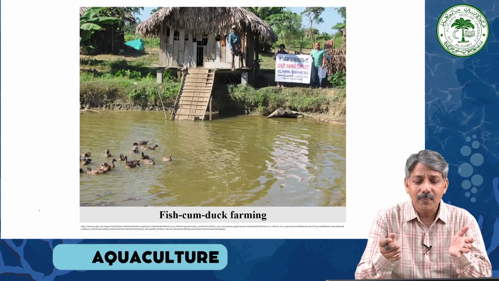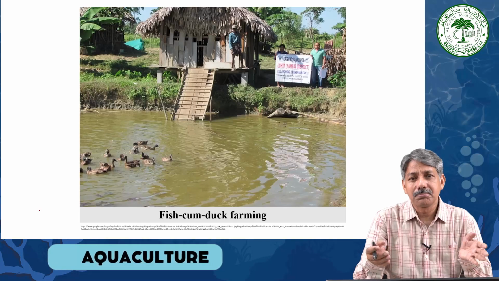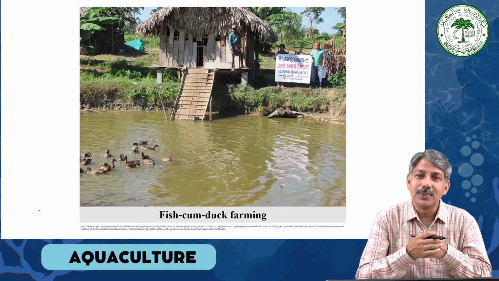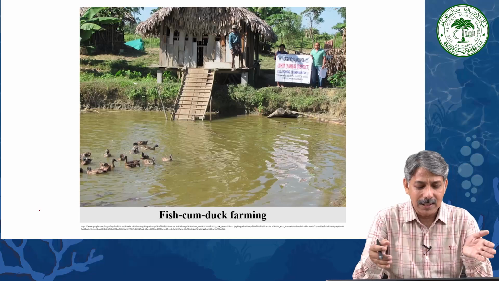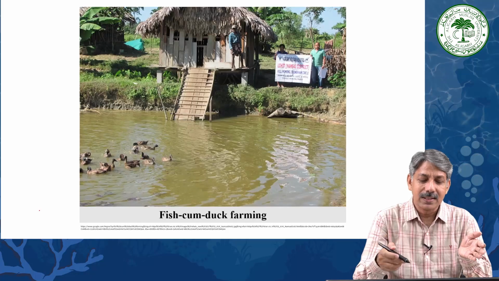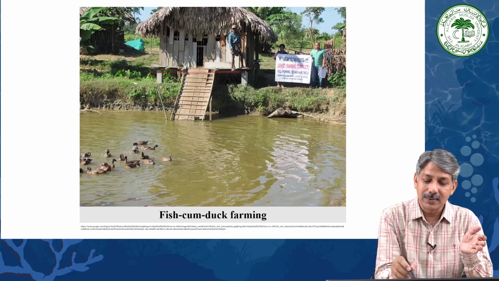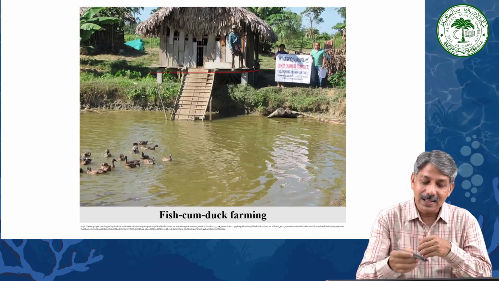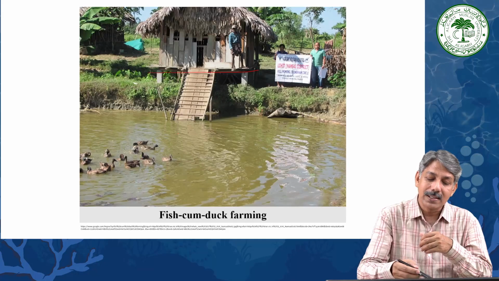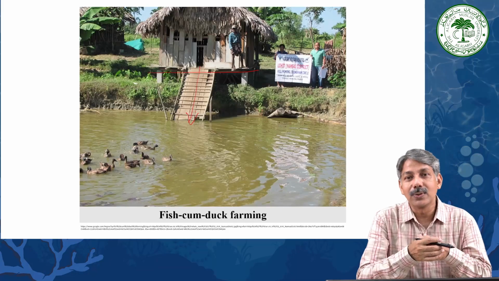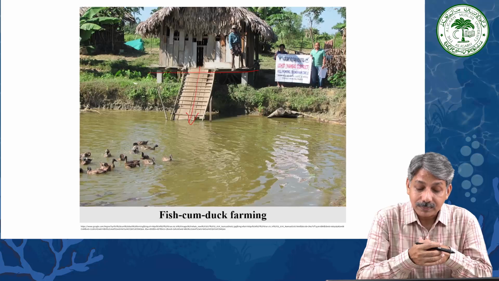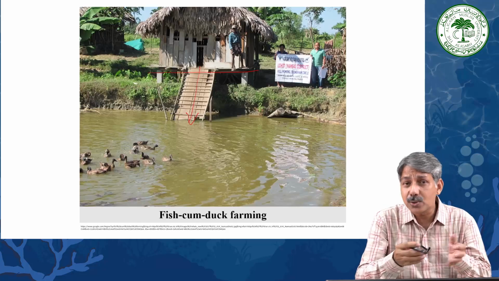This is a peculiar photograph of duck cum fish culture, where an earthen pond was there, and one duck house has been made. That duck house has been provided a pathway from where ducks can go into the pond and they can come again into their house. So this kind of arrangement can be made.